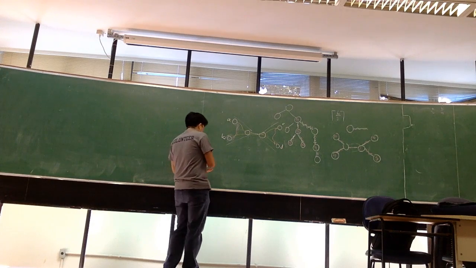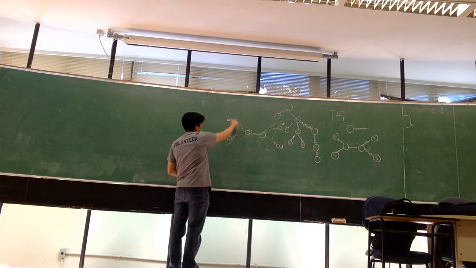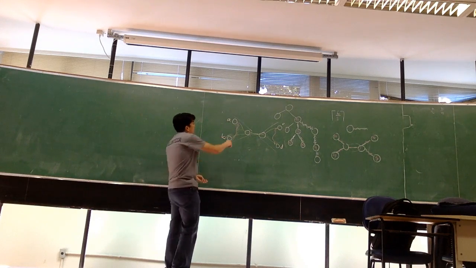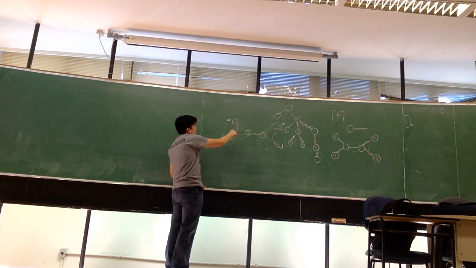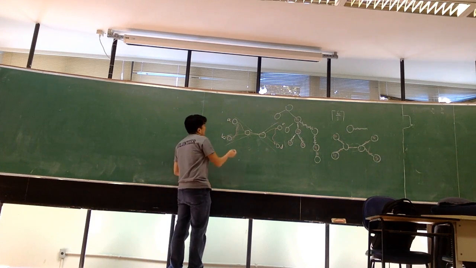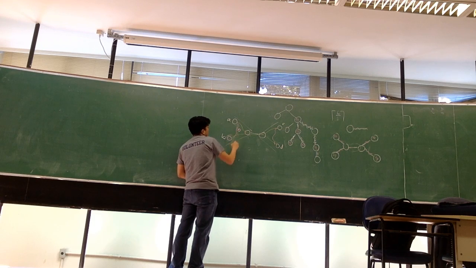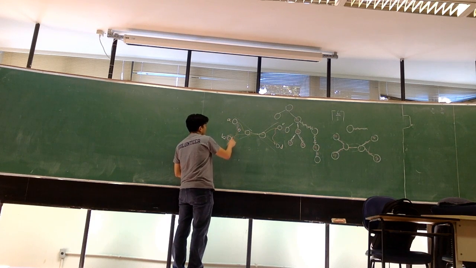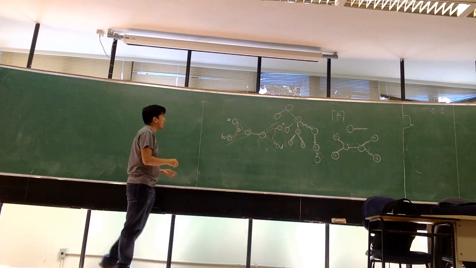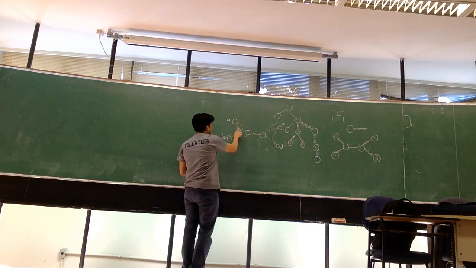Because since there's a path from A to B, and this is a tree, then this path has to go through the common ancestor of A and B. Right? The lowest common ancestor of A and B, somewhere around here. Now, considering this subtree rooted at this guy, okay? Then this thing.